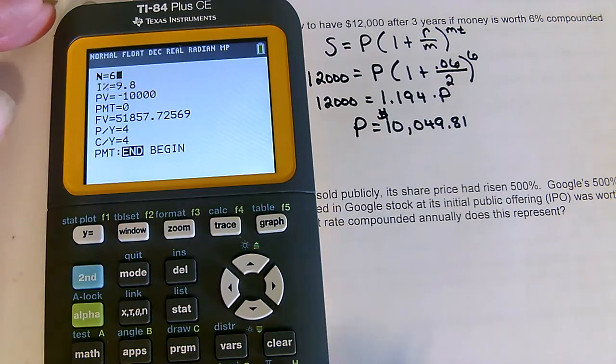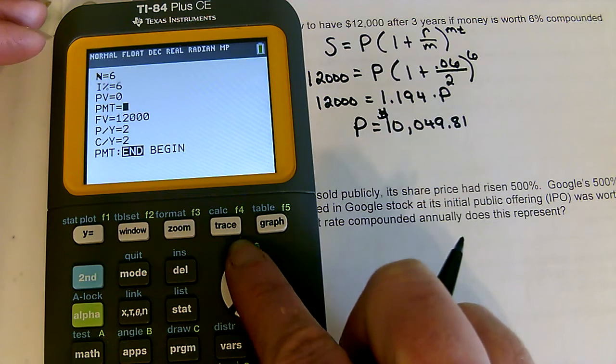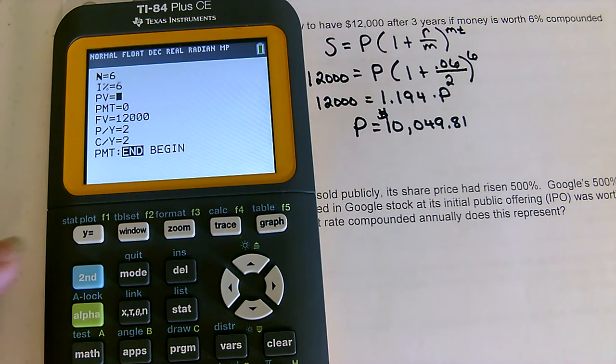Okay, so the number of periods is 6. This was 6%. This is what we don't know this time. No payments. We want 12,000, and we're compounding twice a year. I'm wanting the present value, so I put my cursor on the present value, and I hit alpha, enter, and it gives me $10,049.81.